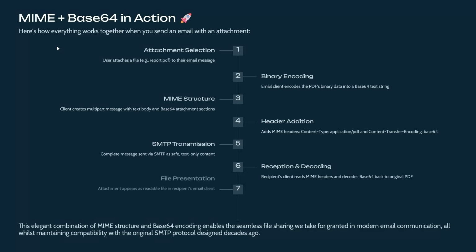Then the last step is the file's presentation. Once decoded, the bytes are saved or presented to the user as a readable PDF attachment. If a part was marked inline with a content ID, the client can embed it directly into the HTML view. So this elegant combination of MIME structure and base64 encoding enables the seamless file sharing we take for granted in modern email communication, all while maintaining compatibility with the original SMTP protocol designed decades ago.